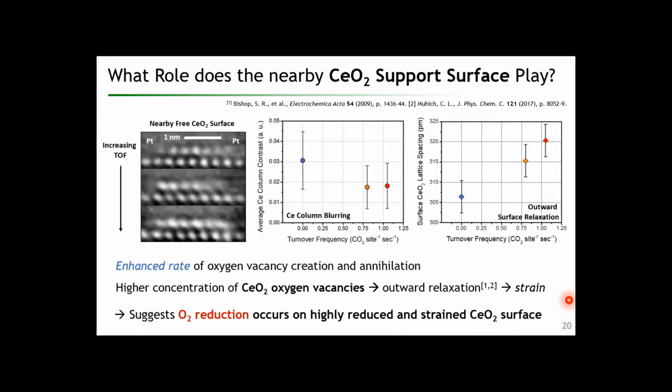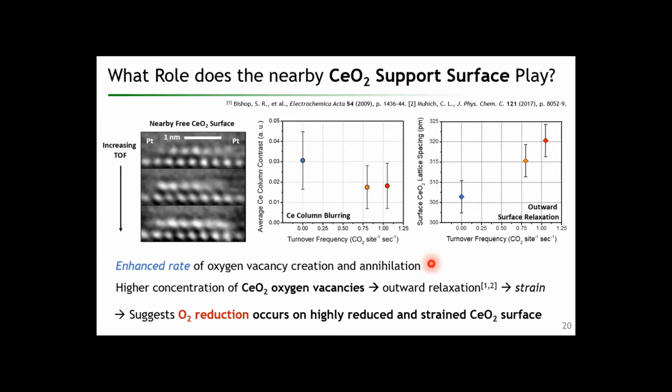And looking at the nearby cerium surface, we looked at both the degree of blurring and the outward surface relaxation. So this is the cerium sites between the 2 platinum nanoparticles at the three increasing turnover frequencies. And you can see that there's a correlation with the amount of blurring. So we know that those sites, again, are becoming more dynamic as the turnover frequency increases. Interestingly, though, in the bulk, you don't see this behavior. So we know that it's localized to the surface near the nanoparticles, near the metal support interface.